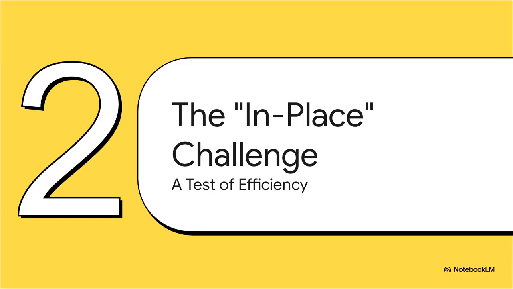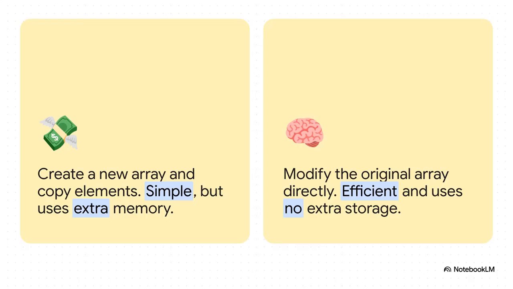But now, let's add the little constraint that makes this a truly great puzzle. We have to do it in place. Look, the easy way out would be to just create a second, totally empty array and copy the numbers into their correct new spots. It's simple, yeah? But it uses up extra computer memory. The in-place challenge, on the other hand, forces us to be clever. We have to modify the original array without any outside help.